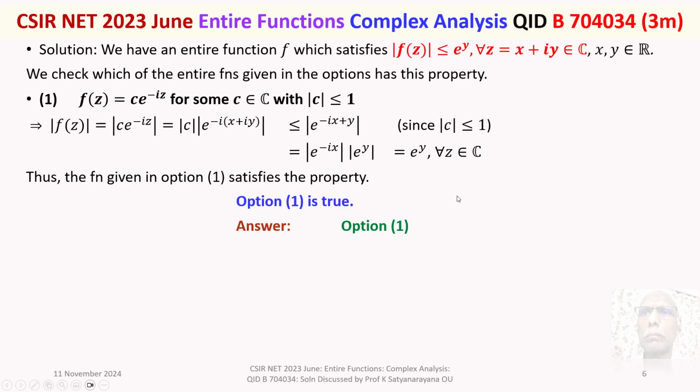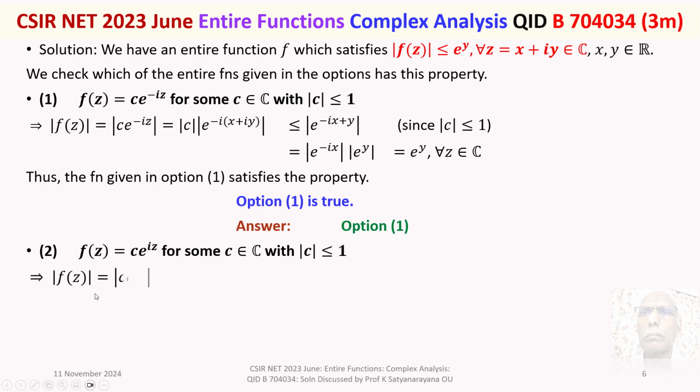However, our students insist on seeing how the other options are not true. Yes, that we will show you now. We come to option 2: f(z) = c e power iz for some c belonging to the set of complex numbers with mod c less than or equal to 1. Take the modulus.